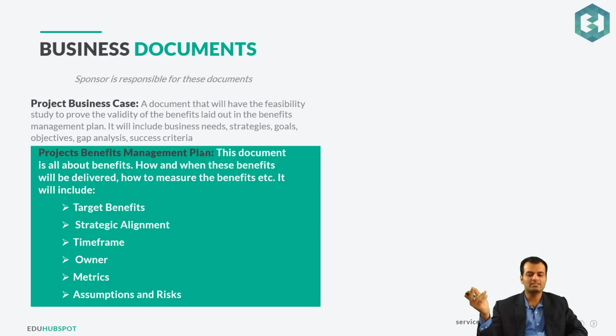Then you will see these business documents a lot. We will constantly talk about the business documents. First of all, it's the responsibility of the sponsor to develop these business documents. First, we have the business case. It's a document that will have the feasibility study to prove the validity of the benefits laid out in the benefits management plan. It will include business need, strategies, goals, objectives, gap analysis, and the success criteria.